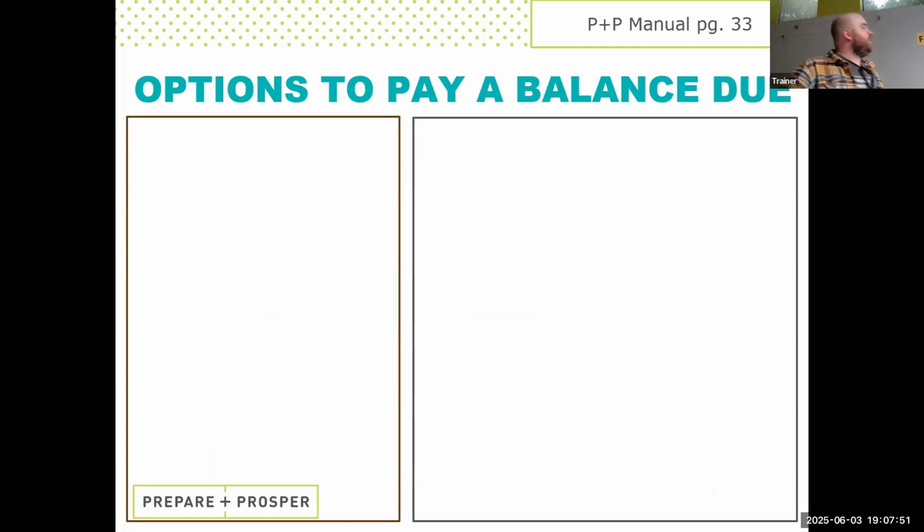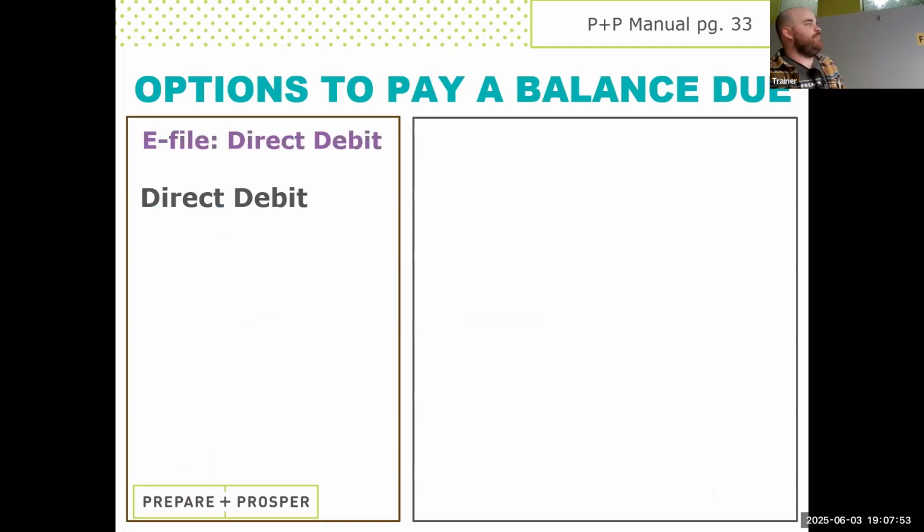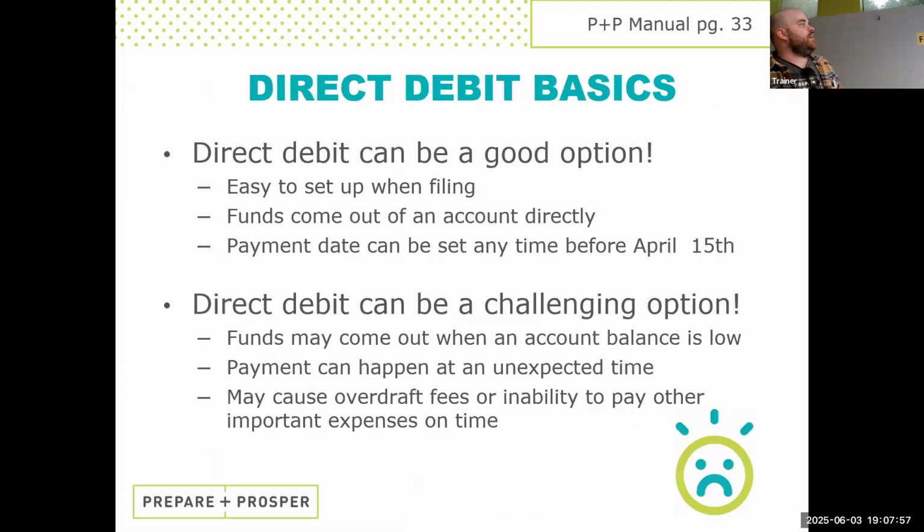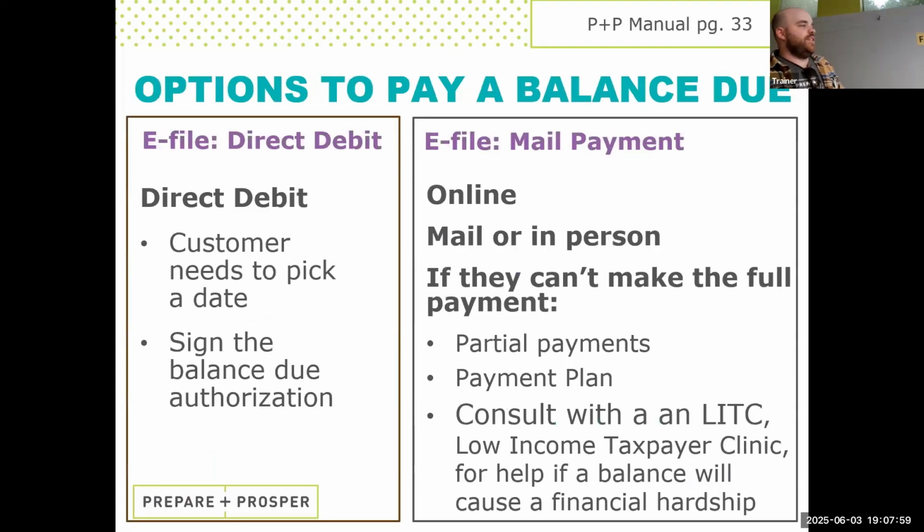All right. Options for paying a balance due. We have 2 sets of them. One of them is very literal. The other one is kind of not. Direct debit is very literal. Before that customer leaves, we are going to have them pick a date on which they want to pay their amount owed. They're going to enter their bank account much the way they did for a refund, and they're going to sign to indicate that they have authorized this.